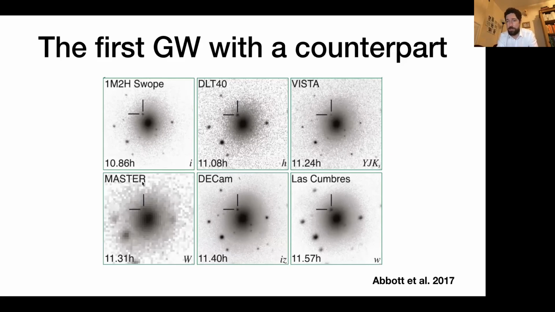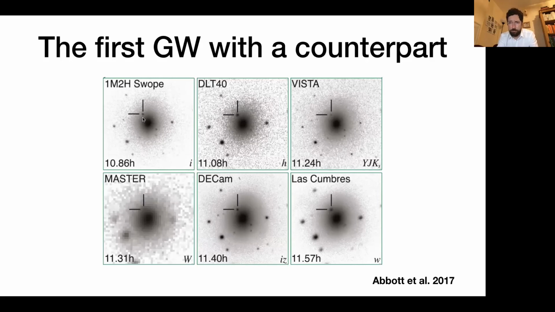The SWOPE telescope, which is at Las Campanas in Chile, pointed at the galaxy and saw, just where the tick marks are, a new point of light that had appeared. This was the very first detection of light associated with something that would produce gravitational waves.